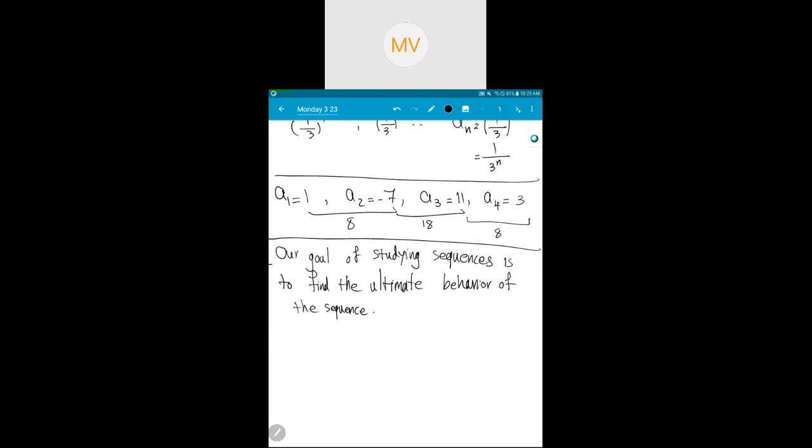And we have a mathematical notation for that ultimate behavior. What is called the ultimate behavior of a function or a sequence? Starts with letter L. It's called limit. Beautiful. So we would like to know what's the limit of a given sequence a_n as the index n approaches infinity. This is our goal.